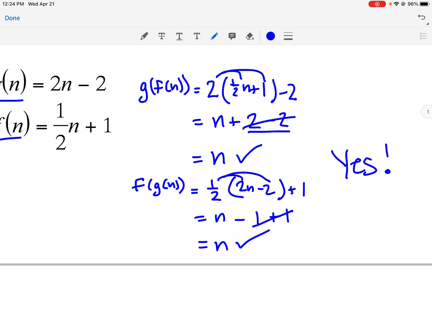So if that's the case, this is going to be a yes. These two are inverse functions since all of the operations canceled out with each other.